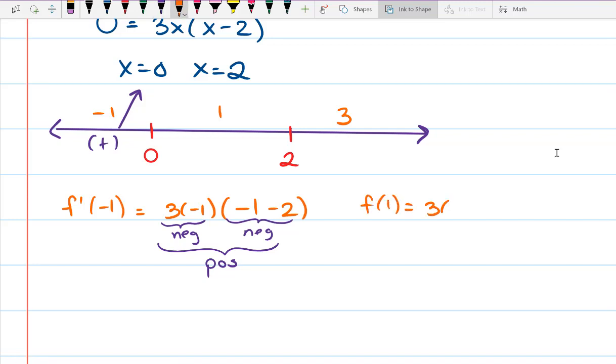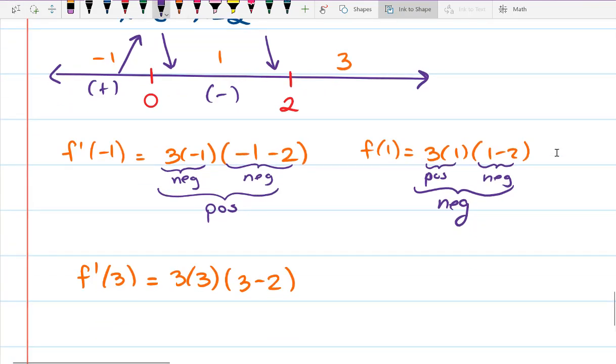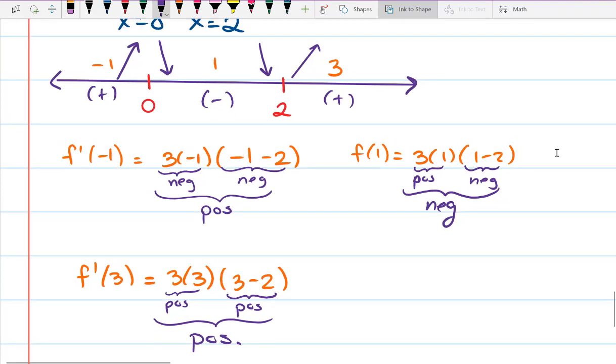F prime of 1 is going to be 3 times 1, 1 minus 2. This piece is positive. This piece is negative. So the whole thing is negative. So you get minus. So this is going to go down. And then we have one more. F prime of 3 is going to be 3 times 3, 3 minus 2. So here we get positive. Here we get positive. So the whole thing is positive. So plus, and this is going up. So just looking at this, we can see that we have maybe a local max at 0 and a local min at 2.